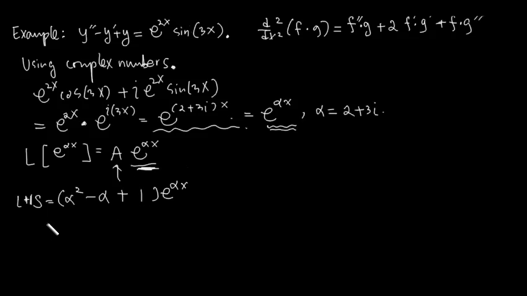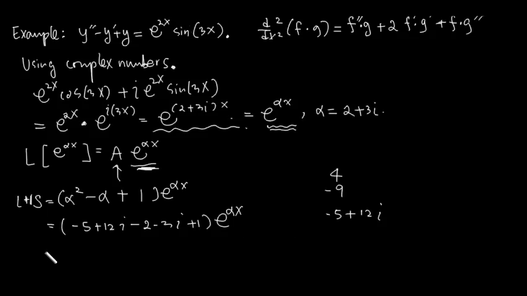So we know what alpha is, and we're going to calculate this if you square that. So I did it over here. If you square that, you have negative 5 plus 12i, minus alpha, which is 2 plus 3i, so this is going to be simply negative 2 minus 3i, plus 1, and e to the alpha x.